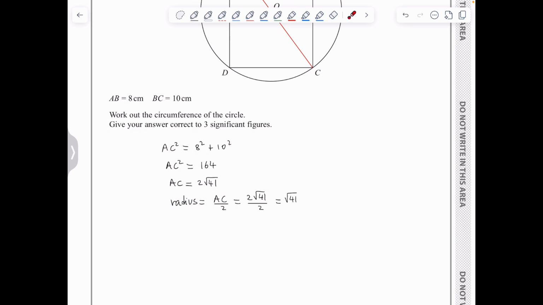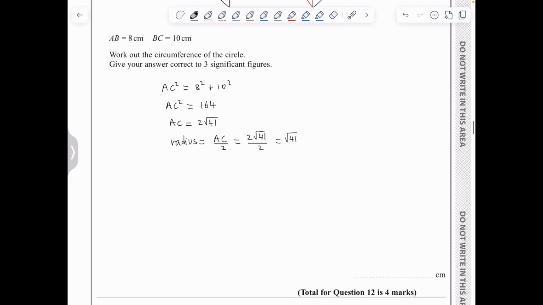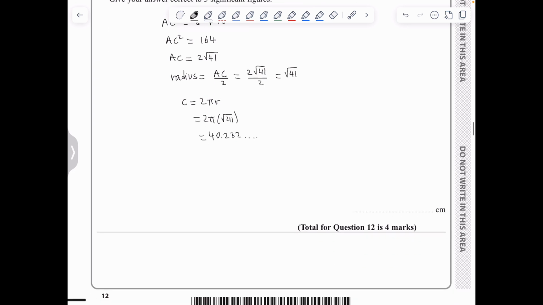Remember, we're trying to find the circumference of the circle, so the circumference is simply 2 pi r, which is going to be 2 pi times the radius of root 41. If I plug this on the calculator, I get 40.232 ... which correct to 3 significant figures is 40.2 centimeters.